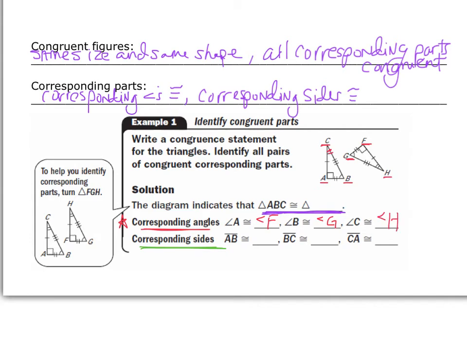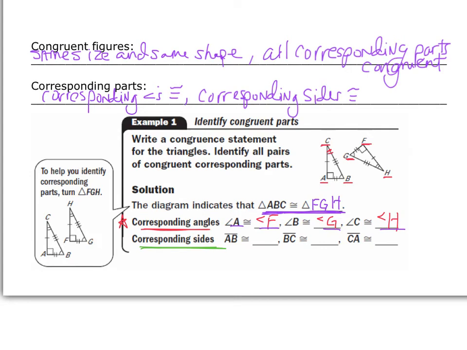So now when we set our congruent statement, we know that A goes with F, so F will be the first letter. And next B, we have G goes with that one, and then H is our corresponding angle that goes with C. So that's how you're going to write your congruent statement.